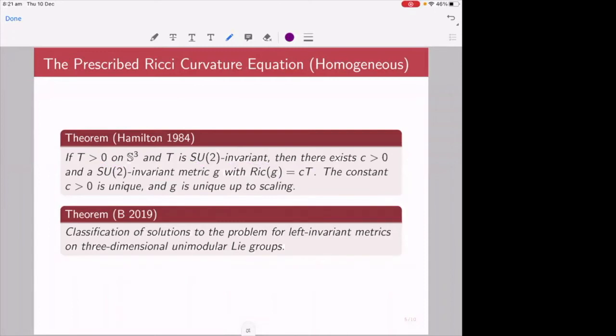I was looking at this problem, this issue of uniqueness for the SU2 invariant tensors on the three-sphere. But of course, Milnor frames are not unique to the three-sphere. Any three-dimensional unimodular Lie group will admit such a frame. And something that I did was classify the existence and uniqueness of solutions to this problem on any three-dimensional unimodular Lie group. Okay, so that's more or less the story in 3 dimensions as of yet. What can you do in general?